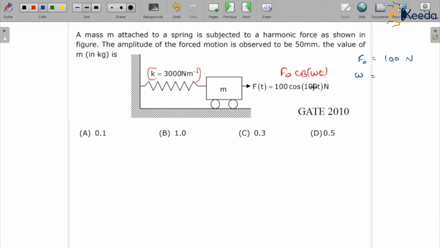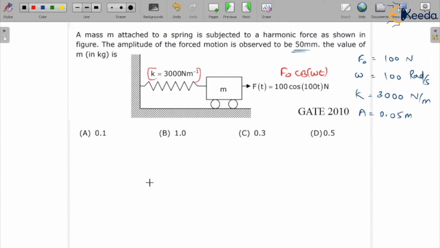Omega is the force frequency, which is 100 radian per second, and the spring stiffness K is given, that is 3000 Newton per meter. We have to calculate the mass, and the amplitude is also given as 50 mm, so I can write here 0.05 meter. If we apply the formula of amplitude, you can find the value of natural frequency omega n, and as we know omega n, we can easily calculate the mass. So this would be the procedure.